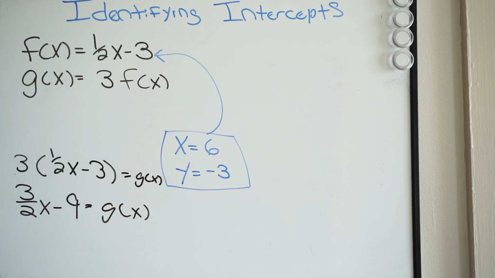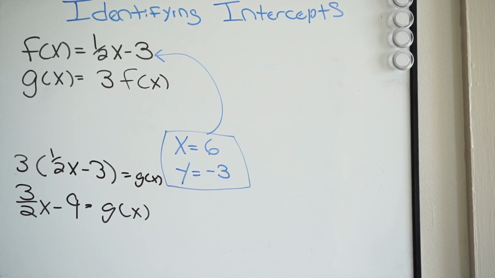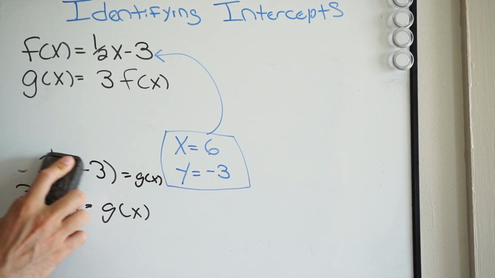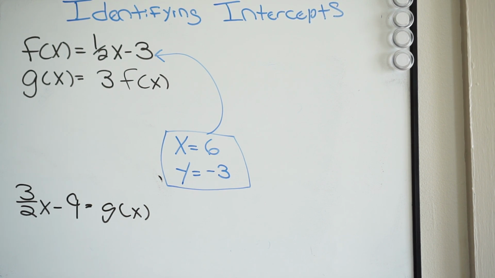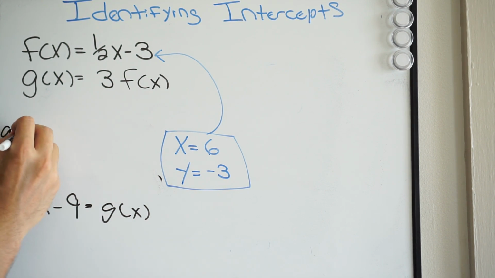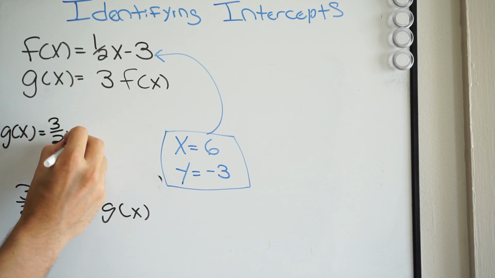At this point, here is our function g of x. We're going to go ahead and solve it the same way we did the other one. If we want to solve for the x-intercept, we'll plug a 0 into the y. If we want to solve for the y-intercept, we'll plug a 0 into the x. So let's solve for the y-intercept first. I'm just going to erase this, clean it up a little bit, and write what we have right here. So we have g of x equal to 3 over 2x minus 9.